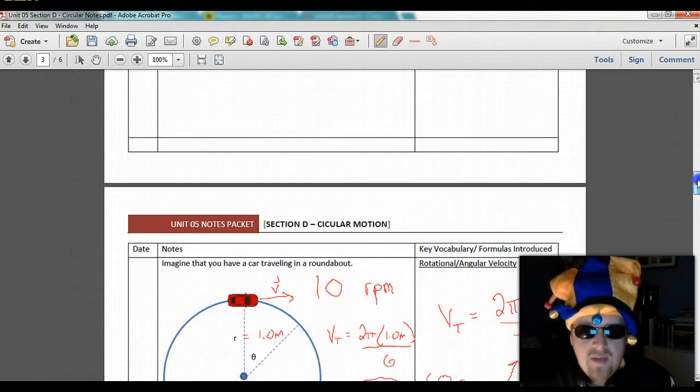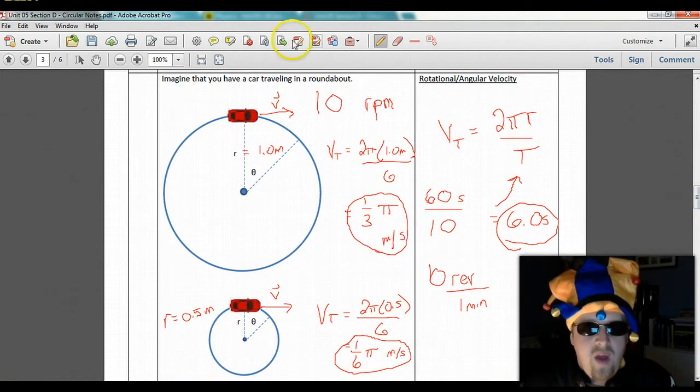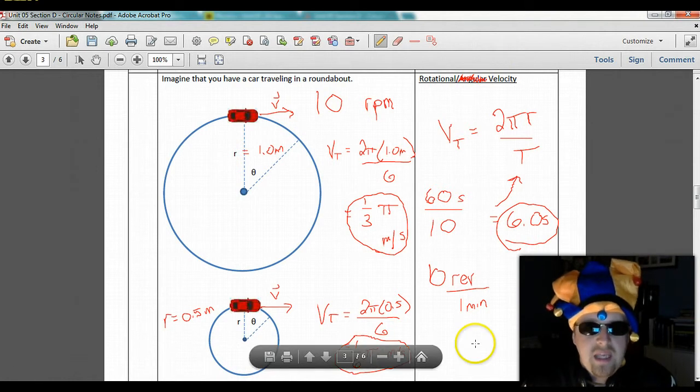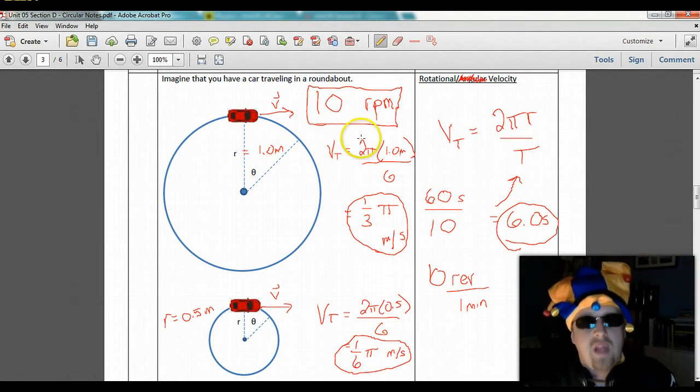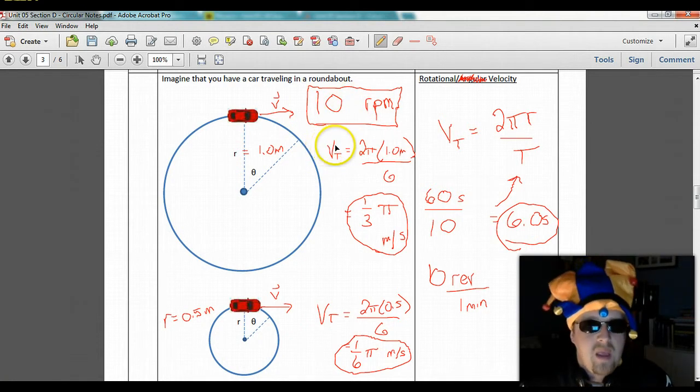So here's this idea. This idea of RPMs is actually called rotational velocity. In rotational velocity, the key is that it's not dependent upon radius. Both of these circles have different radii, but they had the same rotational velocity, meaning that they were both moving at 10 RPMs.